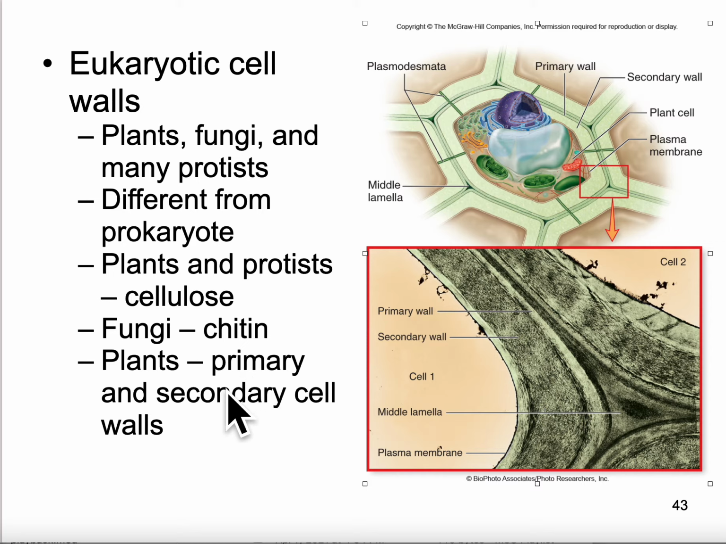Plants have two cell walls. You don't need to worry about the details, but you should know which kinds of organisms have cell walls. Plants, fungi, protists, and prokaryotes, which is bacteria and archaea, have cell walls made out of various carbohydrates. In fungi, they're made out of chitin. In plants and many protists, made out of cellulose, both carbohydrates. Okay.